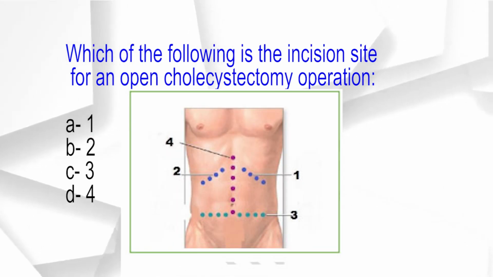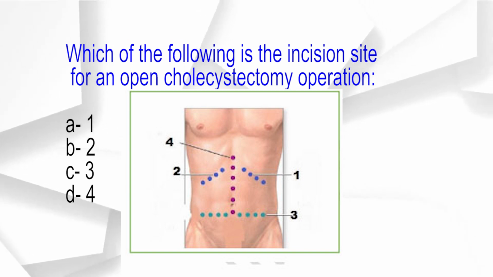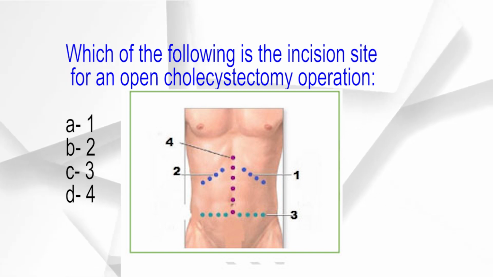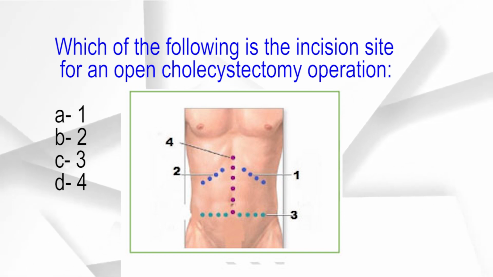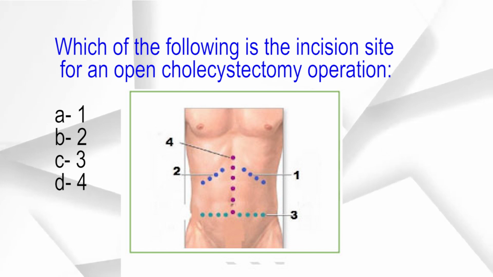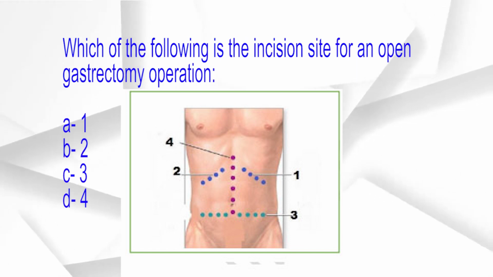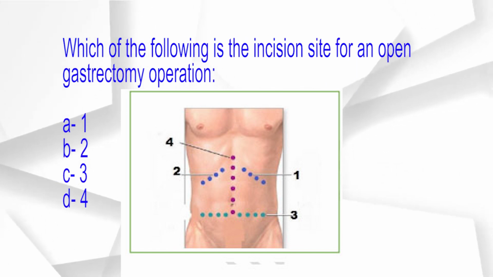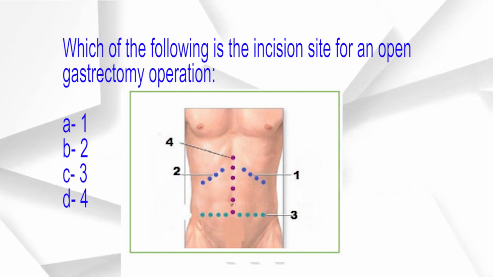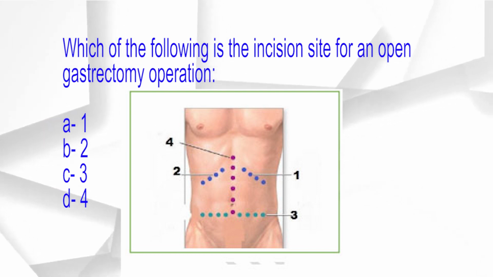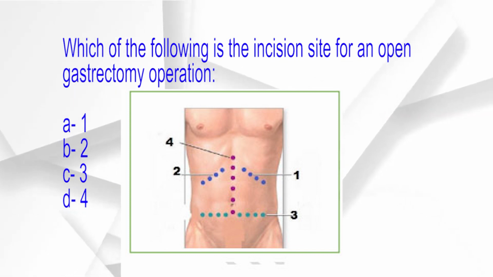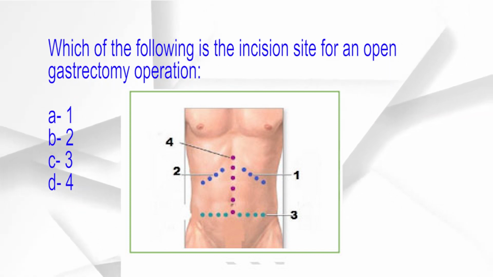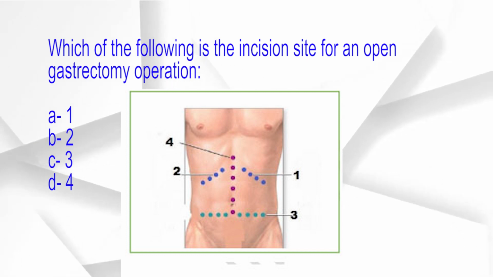Guys, here our next question. Which of the following is the incision site for an open cholecystectomy operation? Answer. The options are A 1, B 2, C 3, D 4. And the correct answer is option B 2. Guys, here our next question. Which of the following is the incision site for an open gastrectomy operation? Answer. The options are A 1, B 2, C 3, D 4. And the correct answer is option D 4.